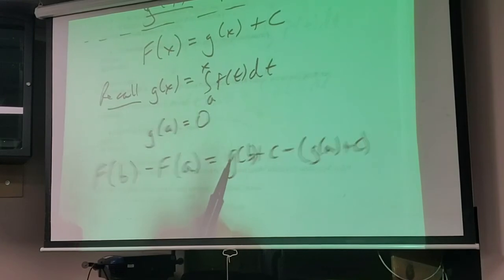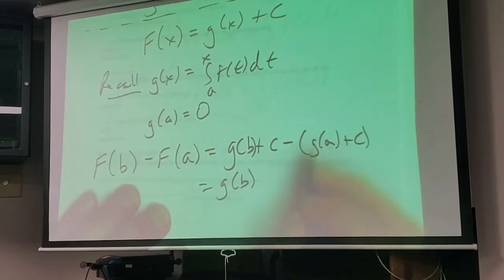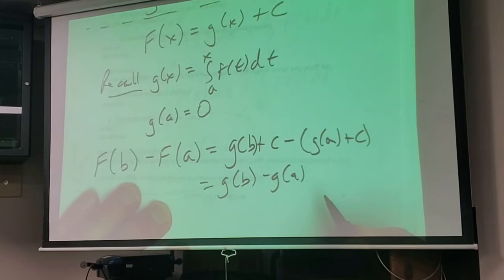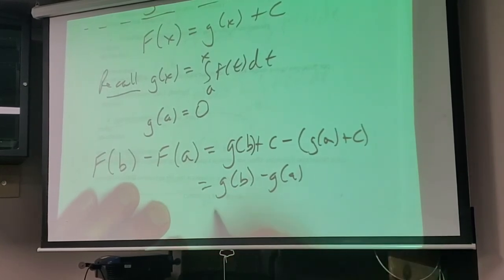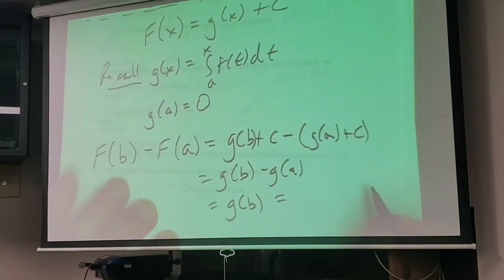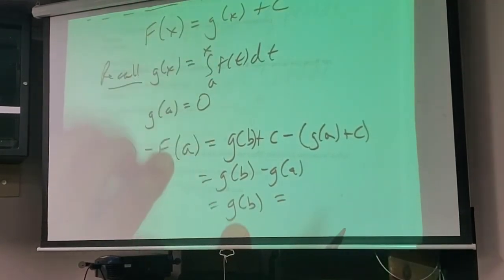I like it. And don't the c's cancel? So I got g of b minus g of a, but g of a was 0. And what's g of b? What would g of b be?